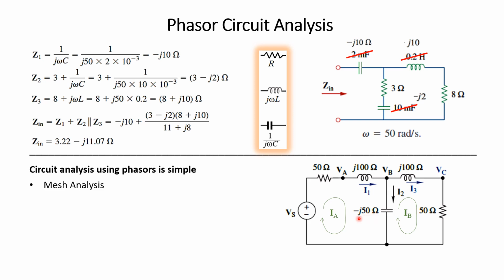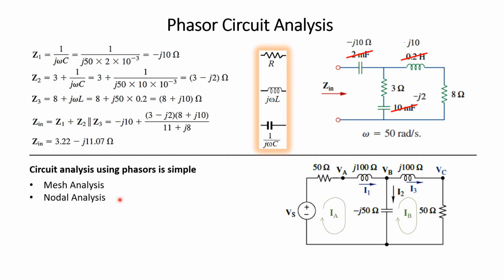So we can use mesh analysis with two equations, the mesh equation and this equation for the second mesh, and then we can solve these two equations in order to find IA and IB in phasor form, and then proceed further to see the voltage across each circuit element.